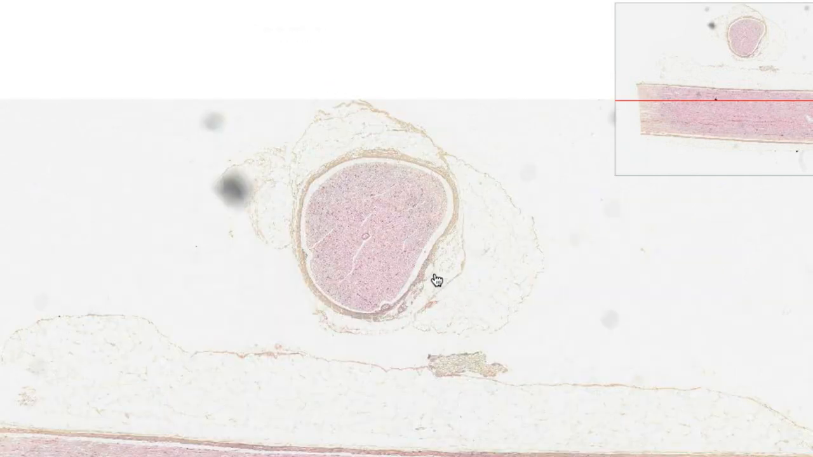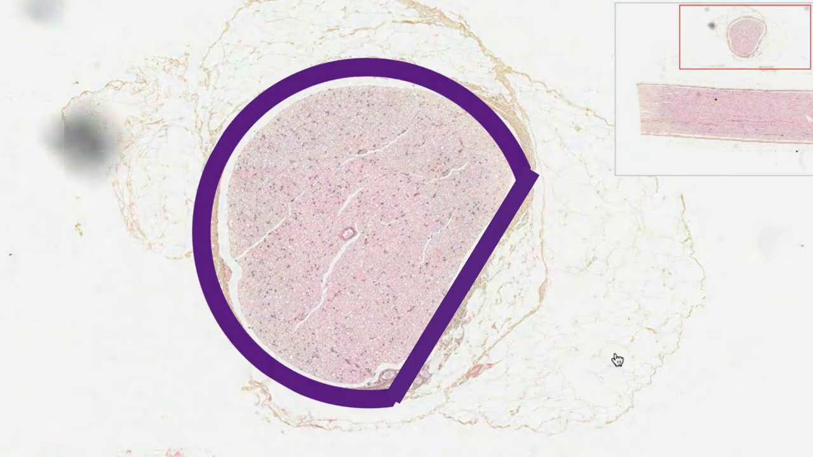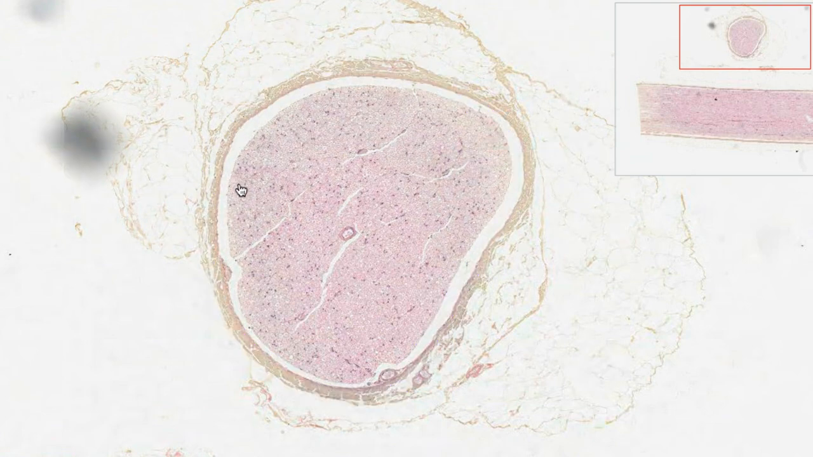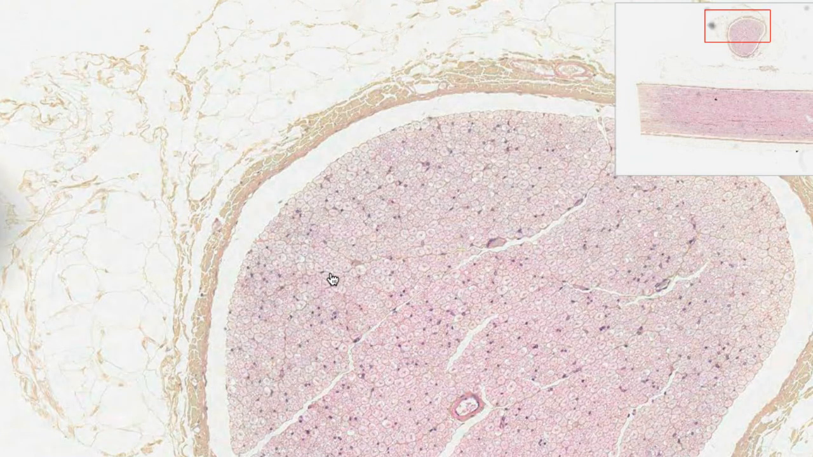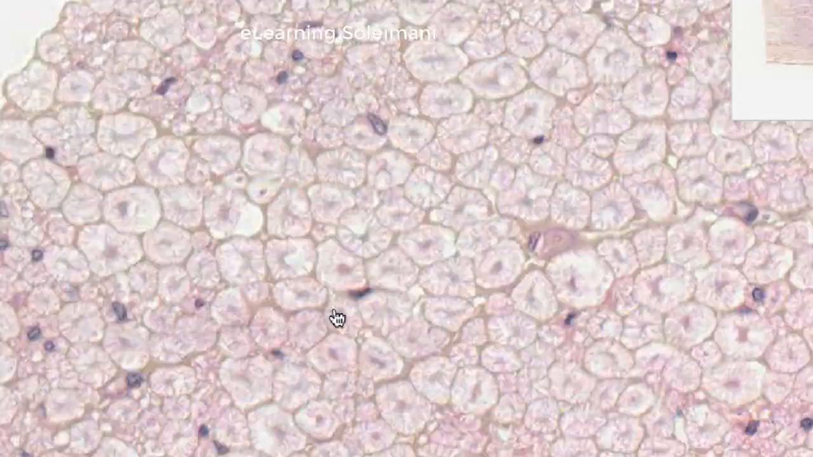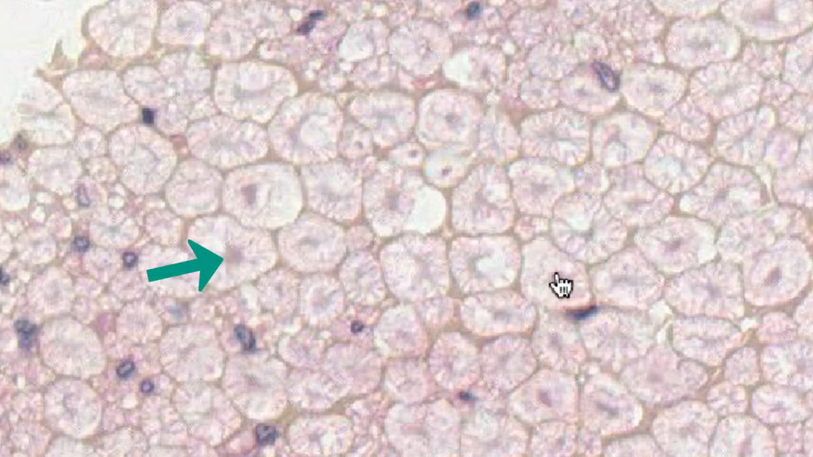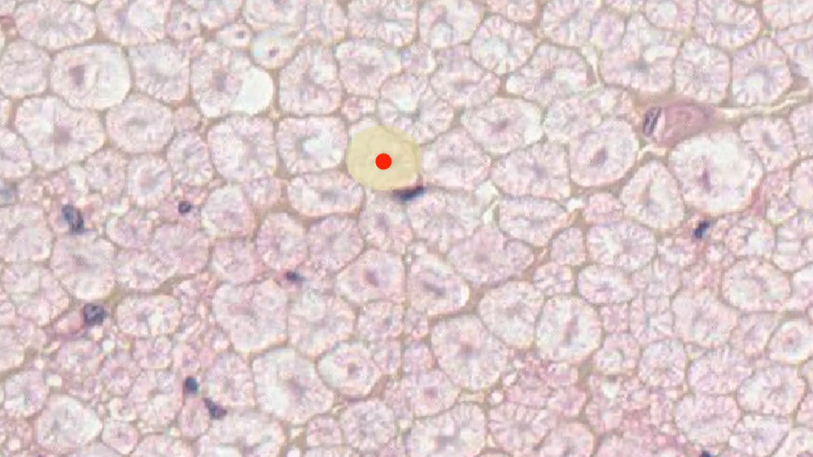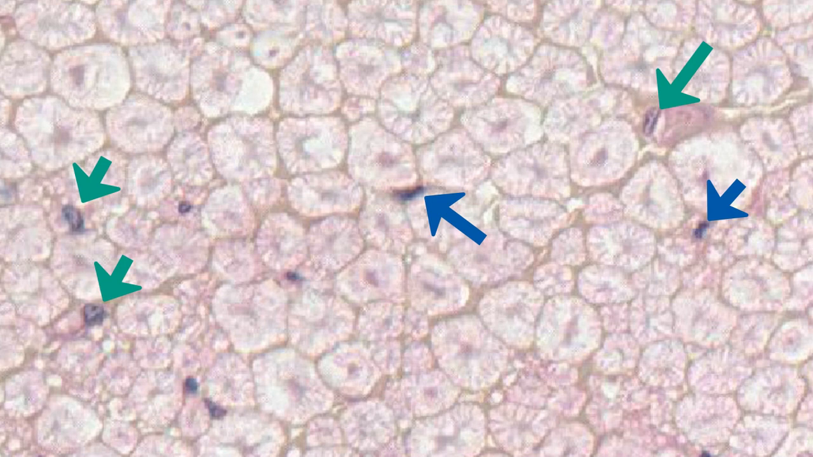Now we see a cross-sectional view. The epineurium is visible around the nerve. With higher magnification, we find nerve fascicles surrounded by connective tissue called perineurium. The dark spots are individual nerve fibers or axons, and the bright space around them represents the myelin sheath. Schwann cell nuclei and fibroblast nuclei can be seen around them.